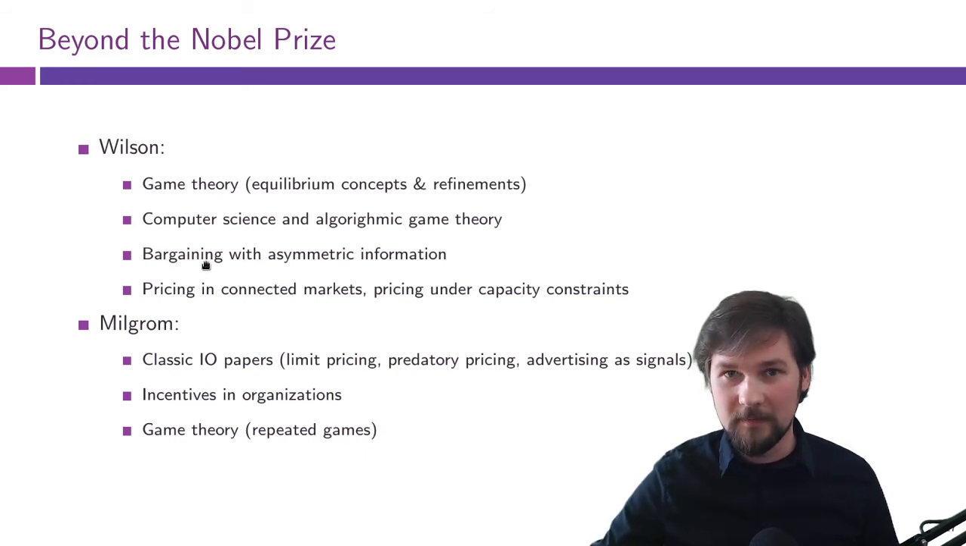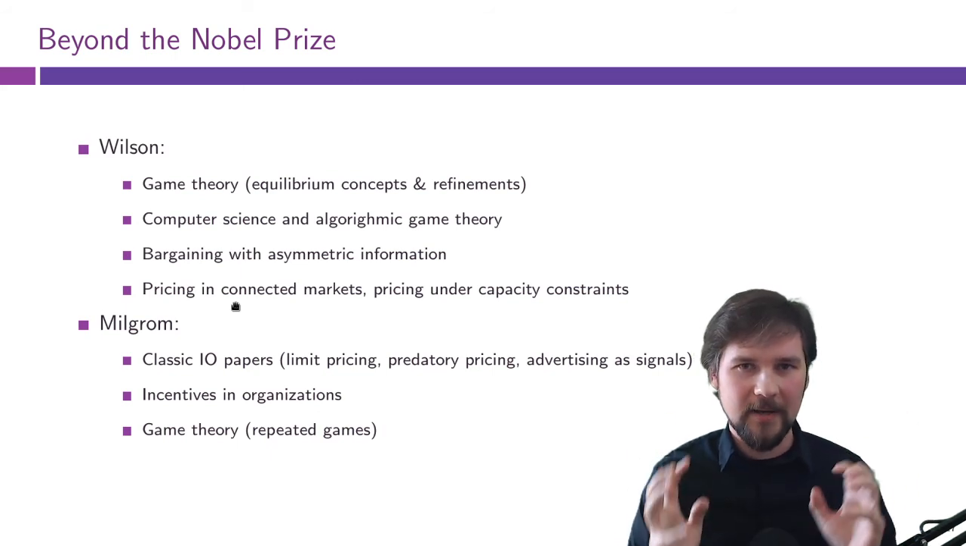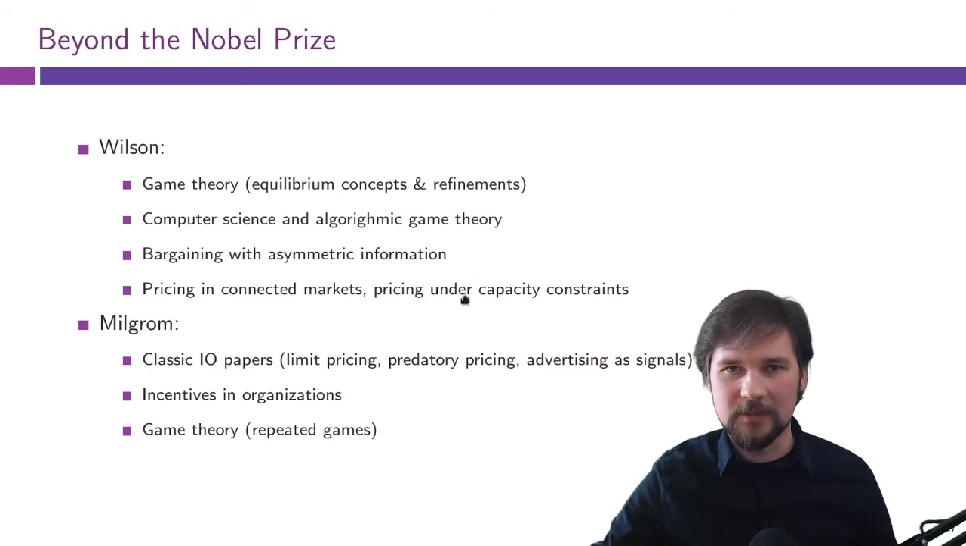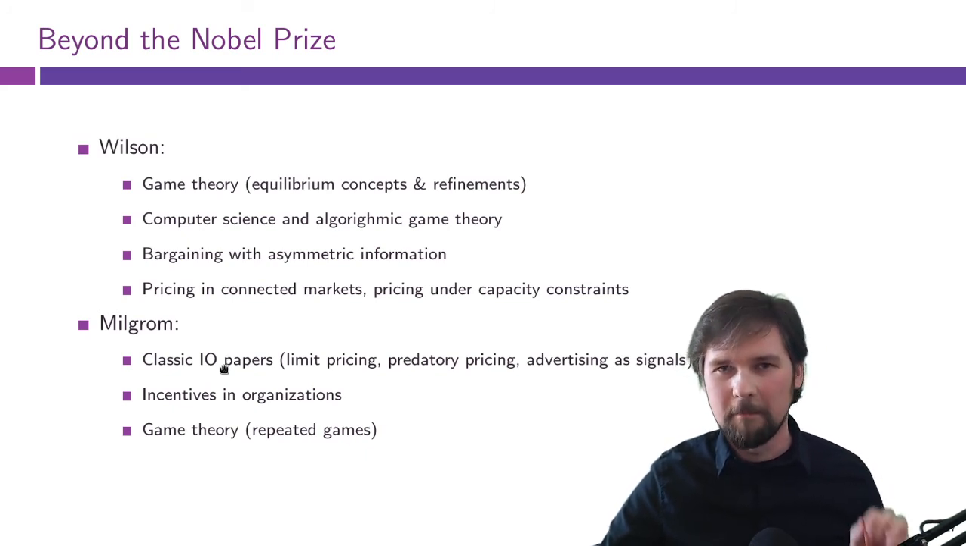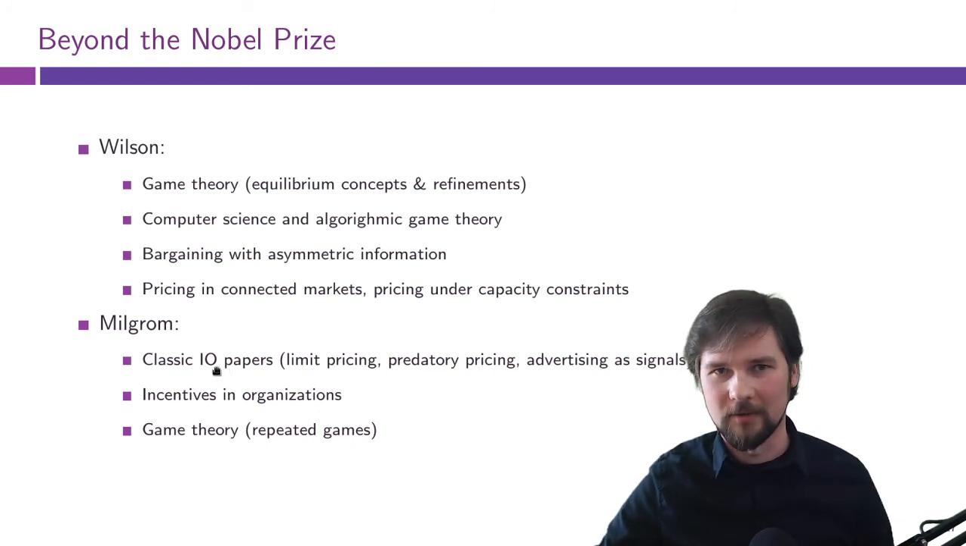I mentioned bargaining today as another possible market microstructure, and Bob Wilson has some work in that as well as in pricing in connected markets, selling bundles of items rather than individual items, pricing under capacity constraints, and other I/O topics. Paul Milgrom has also written a few I/O papers with John Roberts, but every single one of them hit the spot and is now classical in industrial organization.